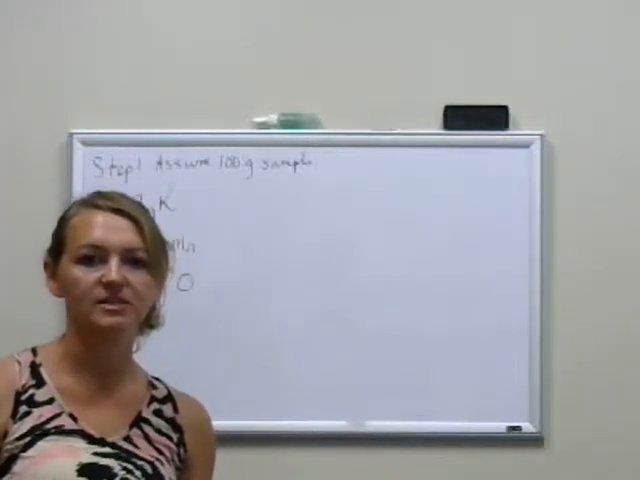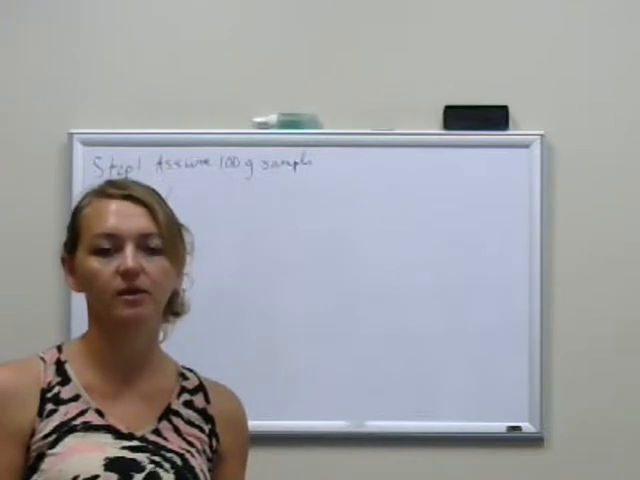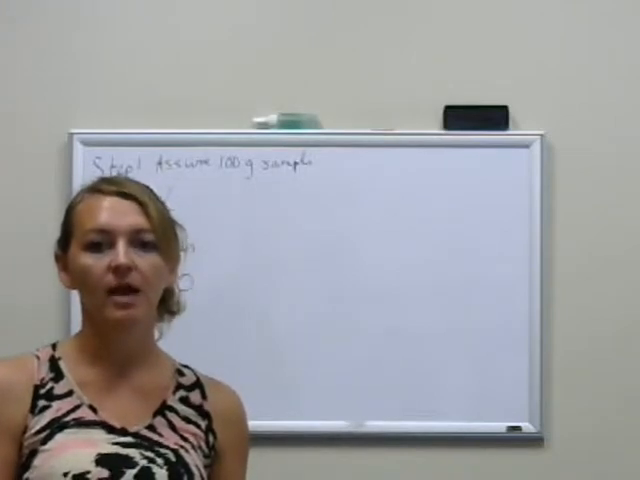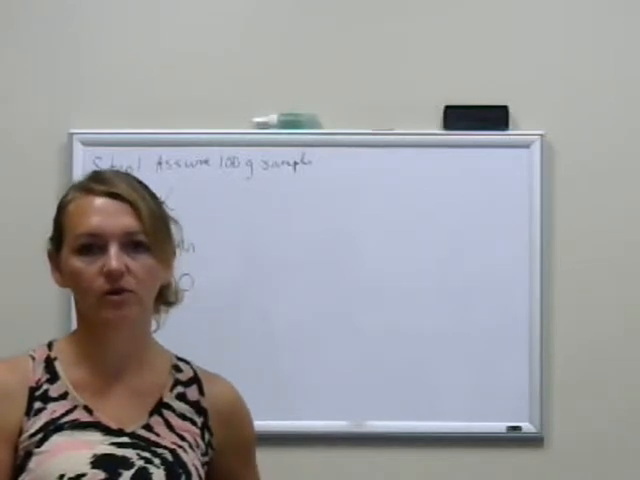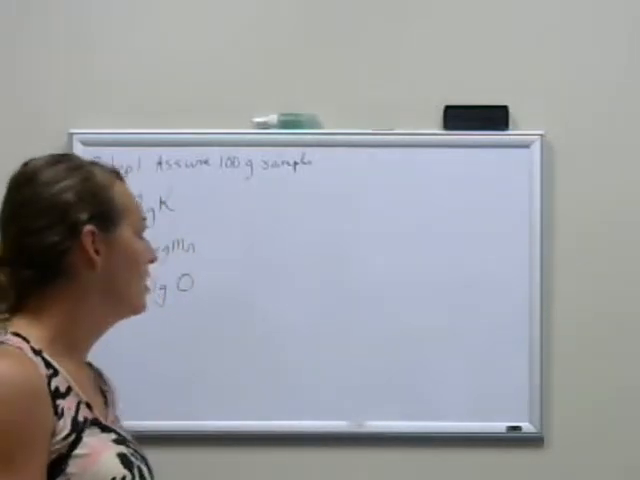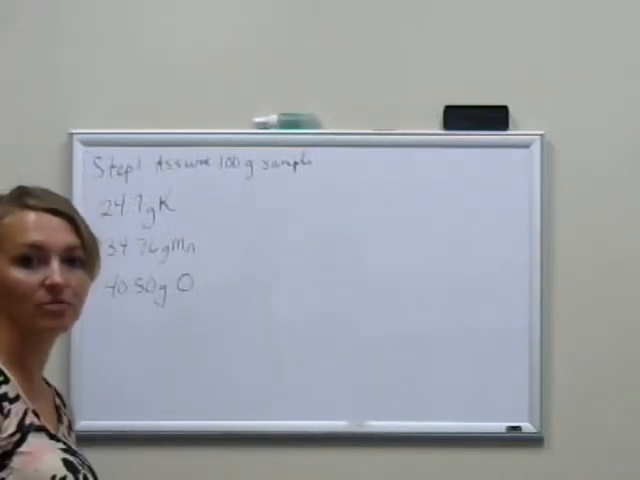So I have a specific technique or step-by-step procedure for determining the empirical formula from a percent composition. It's easier to show you this step-by-step procedure on the board. So here we go. First step is to assume a 100-gram sample. We do this just to make the math really easy.